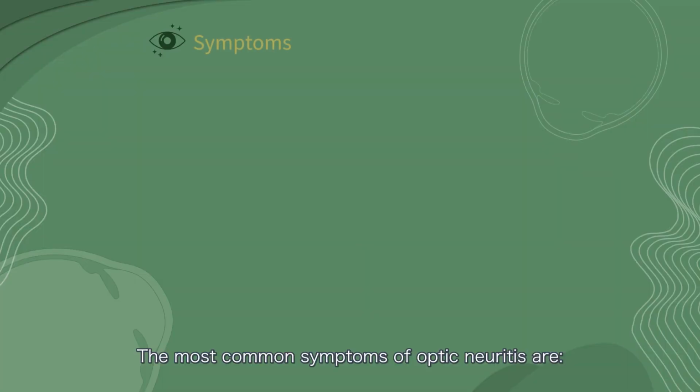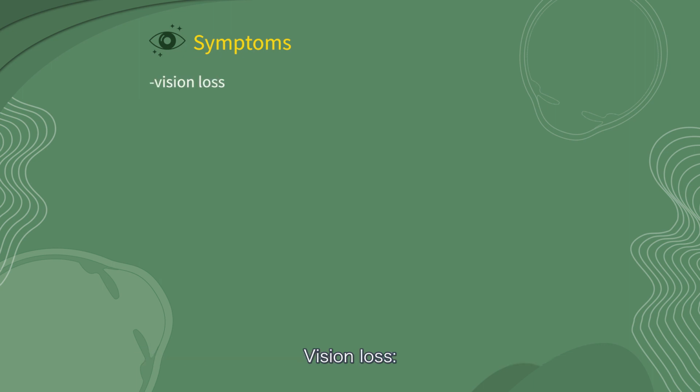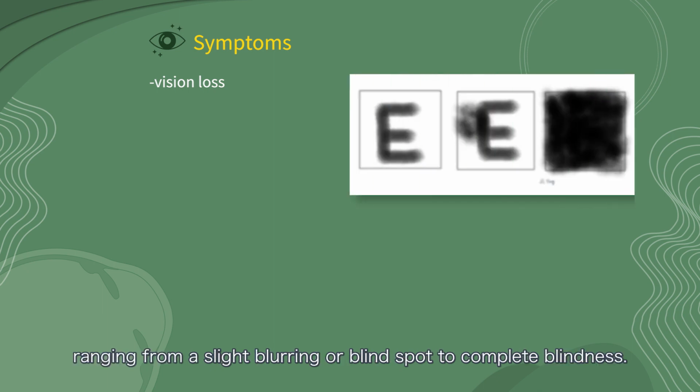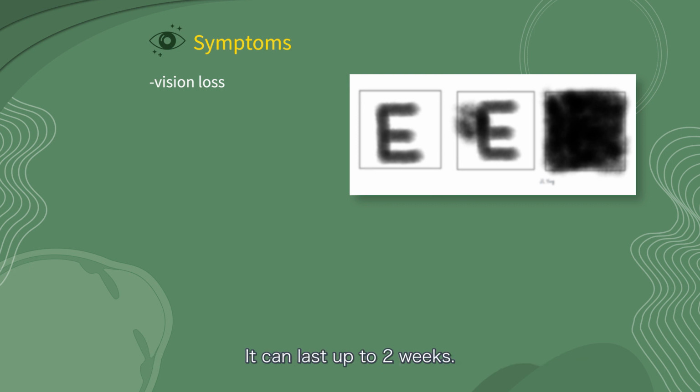The most common symptom of optic neuritis is vision loss. This symptom usually occurs in one eye, ranging from a slight blurring or blind spot to complete blindness. It can last up to 2 weeks. Pain around the eyes. Eye movement can make it worse.